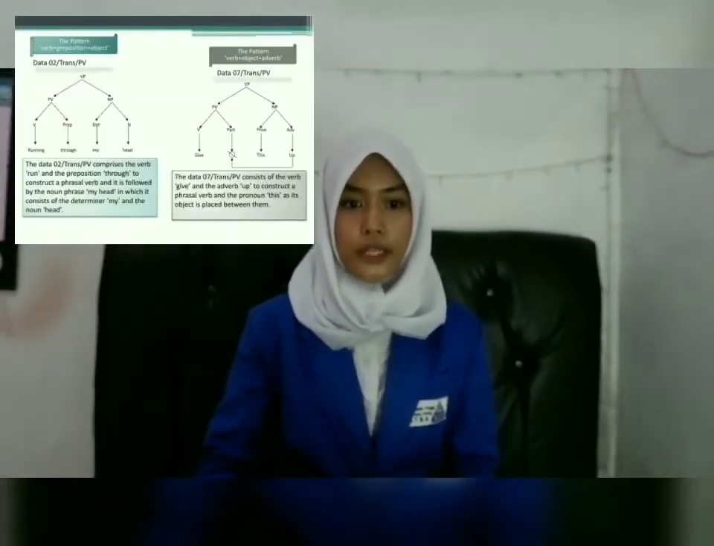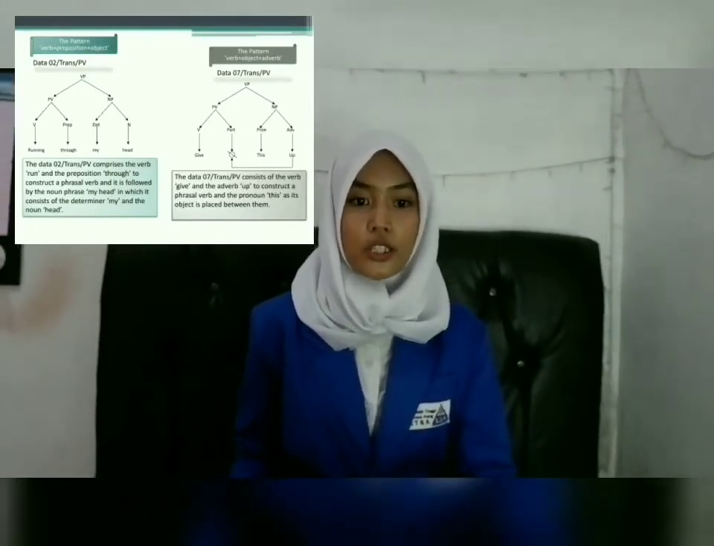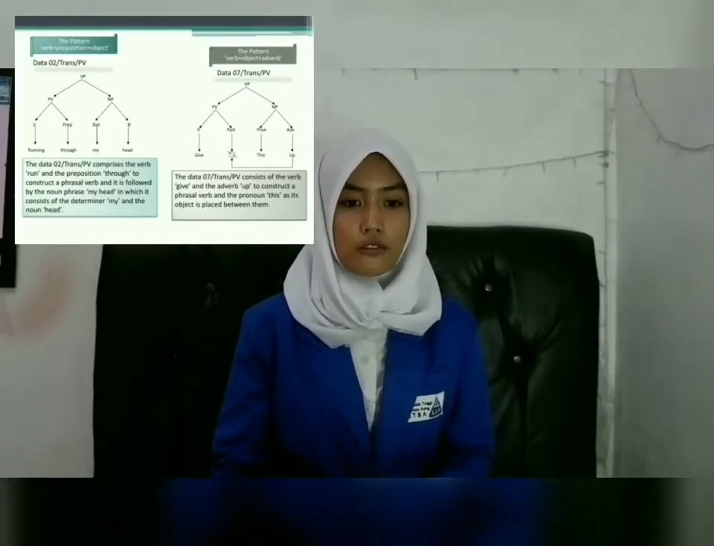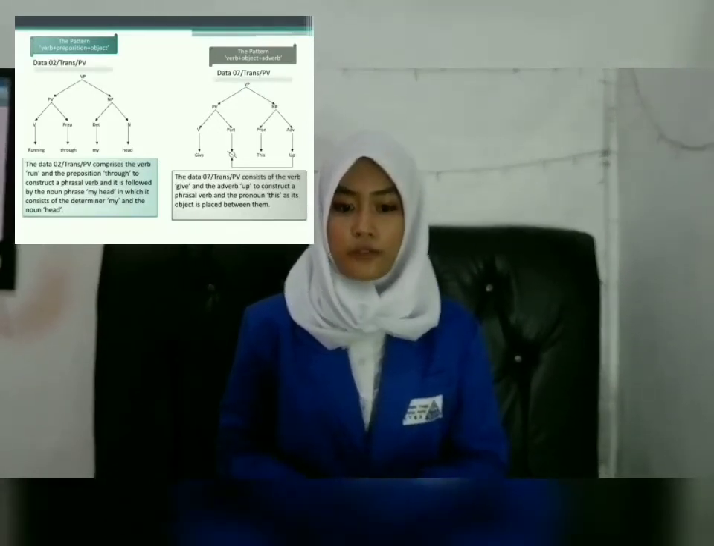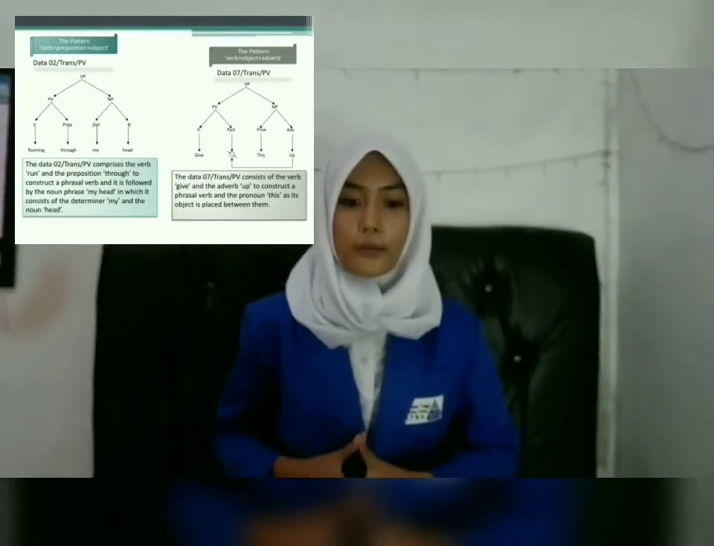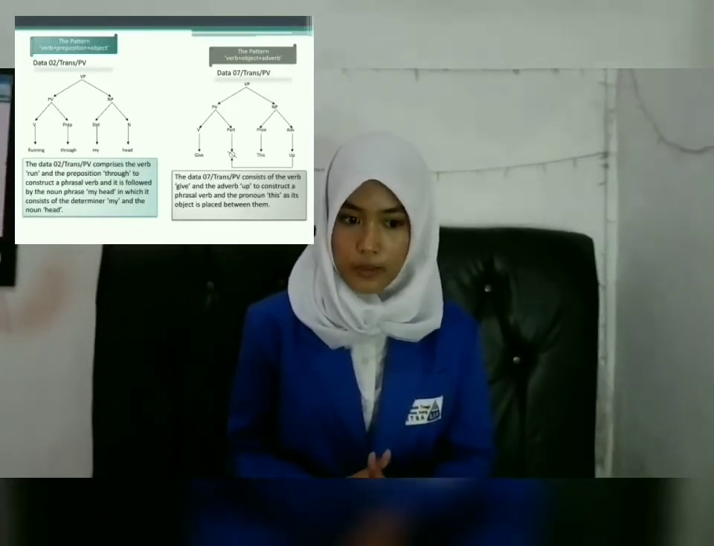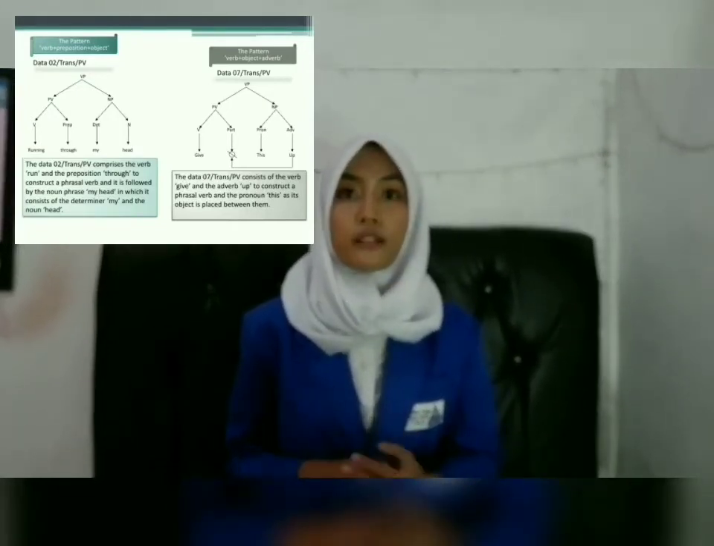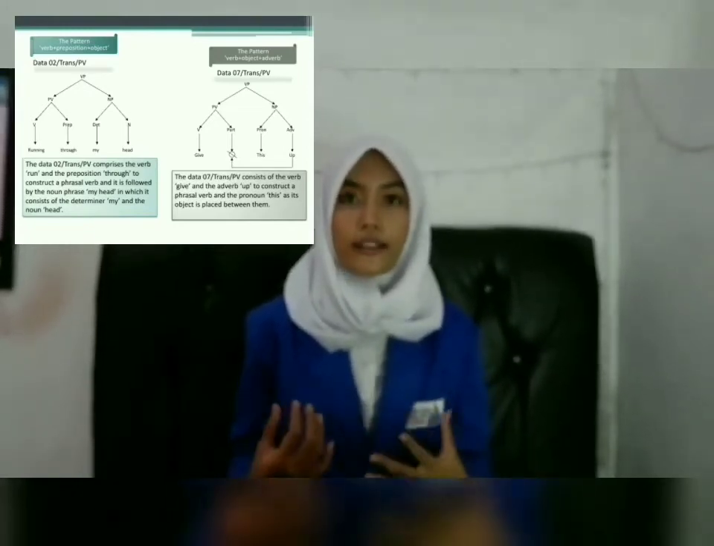To represent the patterns of phrasal verbs, I use 3 diagrams. This is used to clarify the patterns by representing the whole parts of the phrasal verb of the data. Now, beginning from the pattern verb, preposition, and object, I got from the data 2 a transitive phrasal verb. The data 2 transitive phrasal verb comprises the verb run and the preposition through, followed by the noun phrase my head, which consists of the determiner my and the noun head.